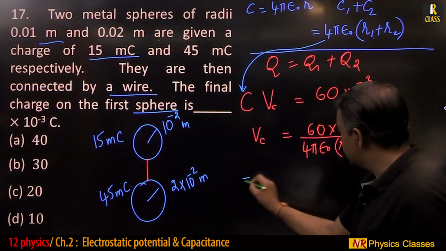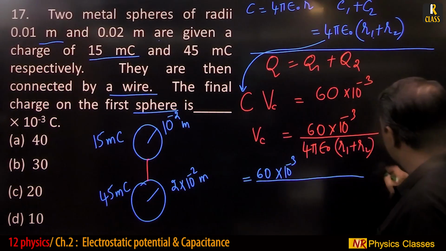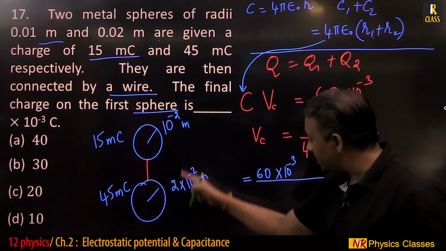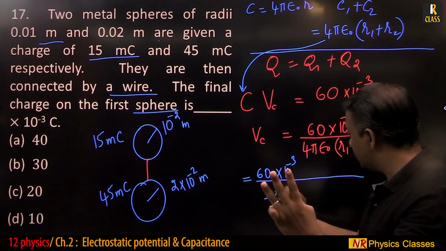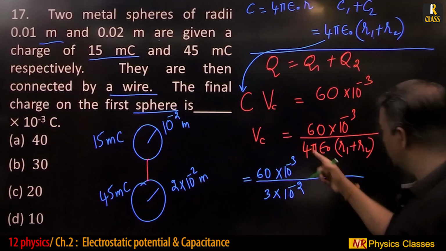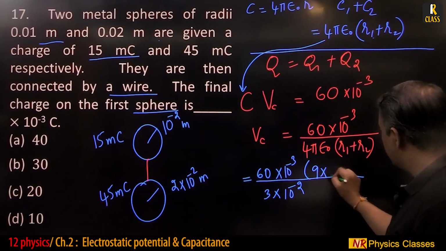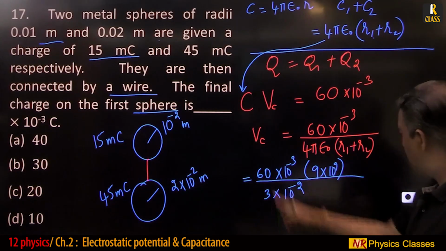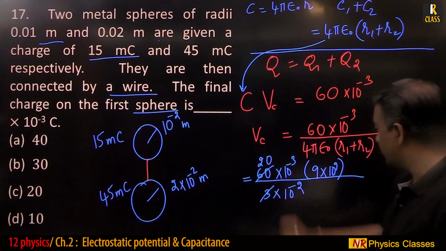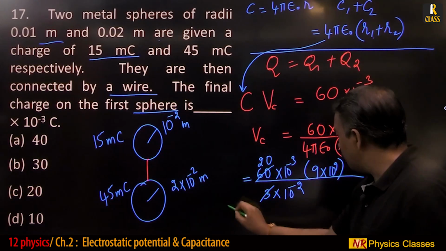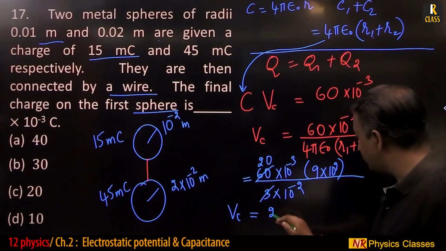Now it is 60 milli by R1 plus R2, the sum of these two, that is 1 plus 2, 3, 3 into 10 to the power of minus 2. 1 by 4 pi epsilon naught is 9 into 10 to the power of 9. Observe, 3, 1, 3, 2, 20. So the common potential is 20 into 9, which is 18.